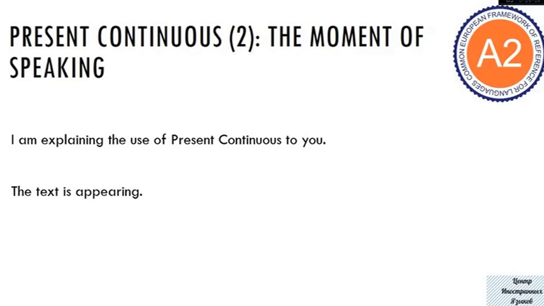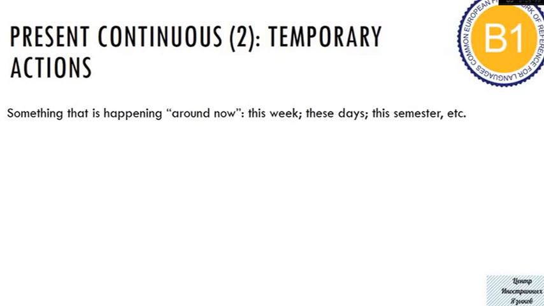Look, the text is appearing. And again, it is happening at the moment of speaking. While I was speaking to you, the text was appearing. And if I make 2 more clicks with my mouse, then the slide is disappearing and leads us to the second way to use present continuous.